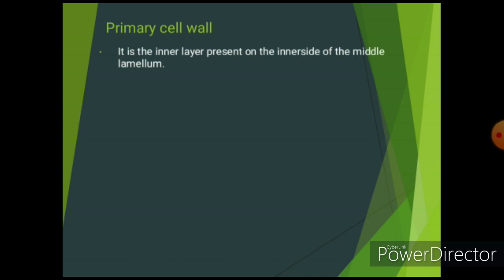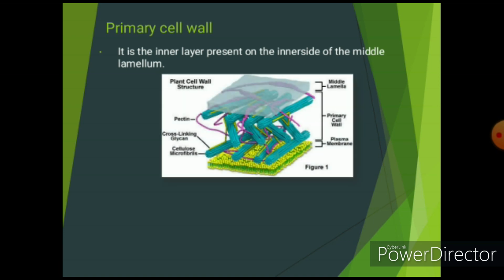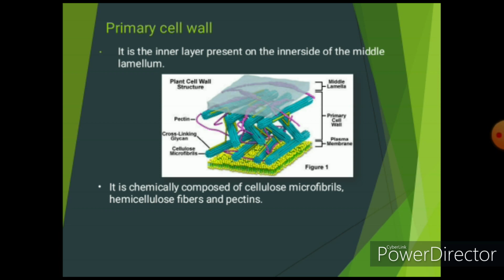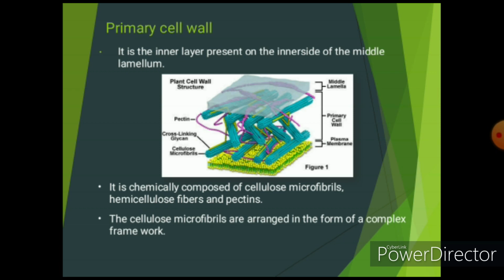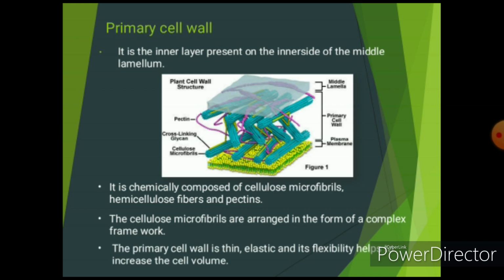Plant cells that are in the process of growing have a primary cell wall, which is thin in nature and present on the inner side of the middle lamella. This primary cell wall is chemically composed of cellulose microfibrils, hemicellulose fibers and pectins. If we observe the above picture, you can see the cellulose microfibrils, shown in blue color, arranged in the form of a complex framework. This primary cell wall is thin and elastic. This elastic nature gives flexibility to increase the cell volume.